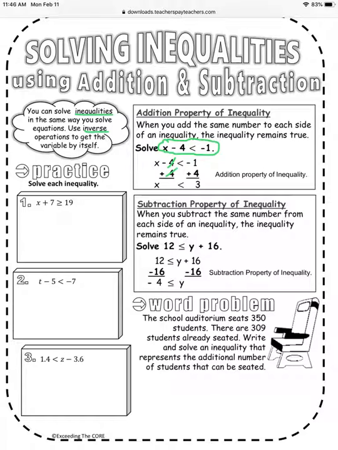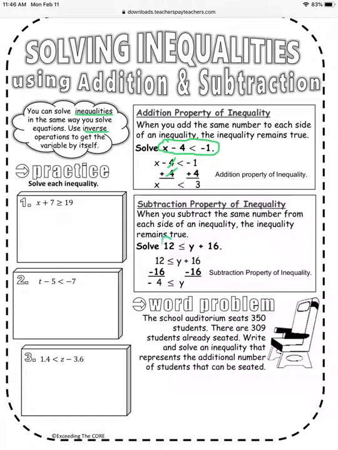Bring down the less than symbol. -1 plus 4 is equal to 3. The only thing that's changed is that we have an inequality symbol as opposed to an equal sign. Now we're going to look at the subtraction property of equality. Okay, when you subtract the same number from each side of an inequality, the inequality remains true.